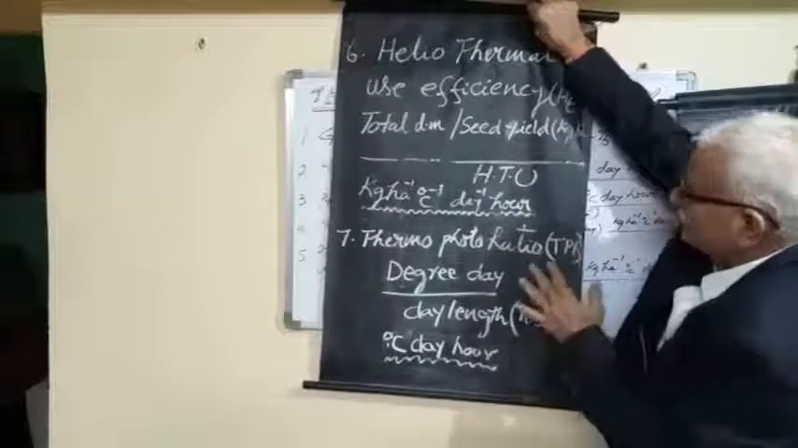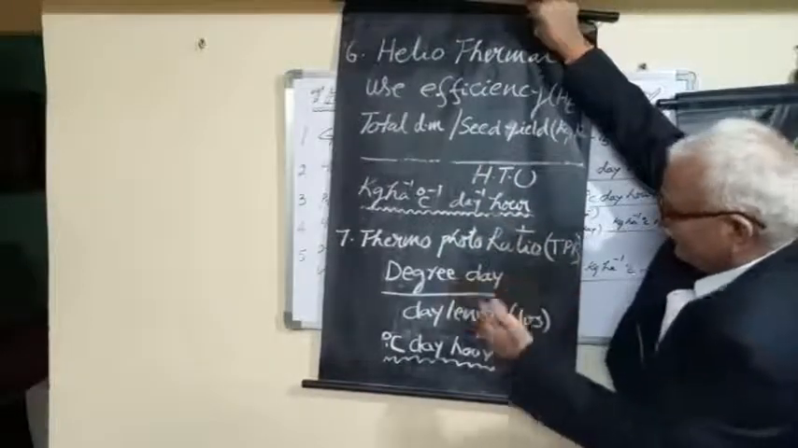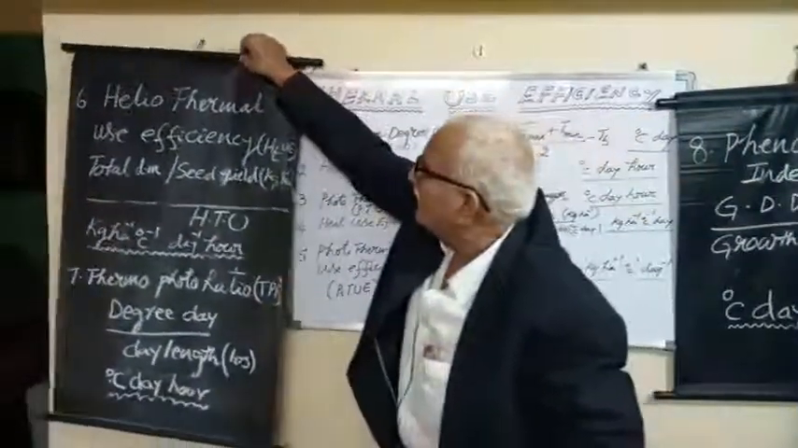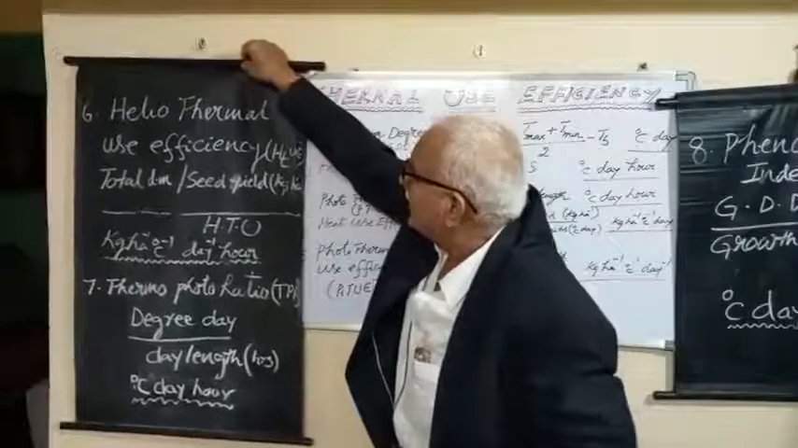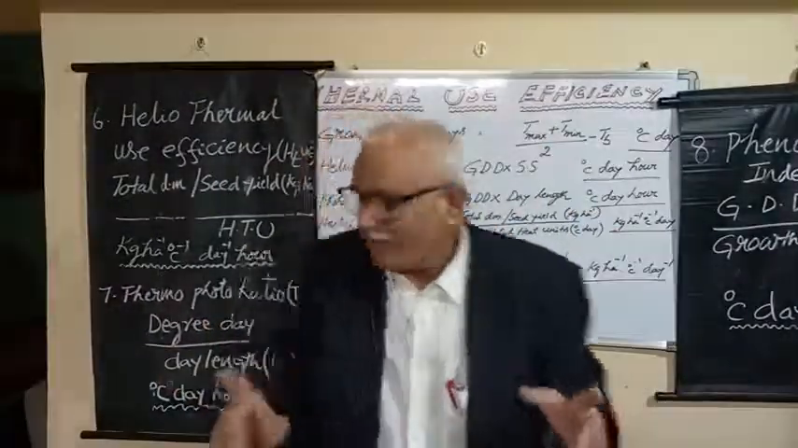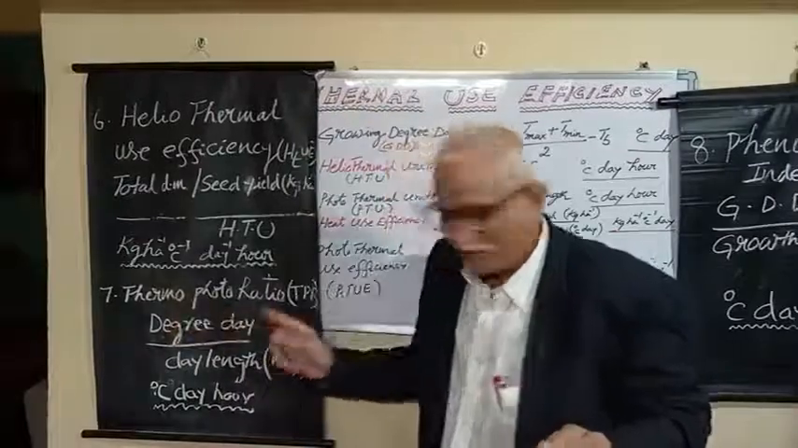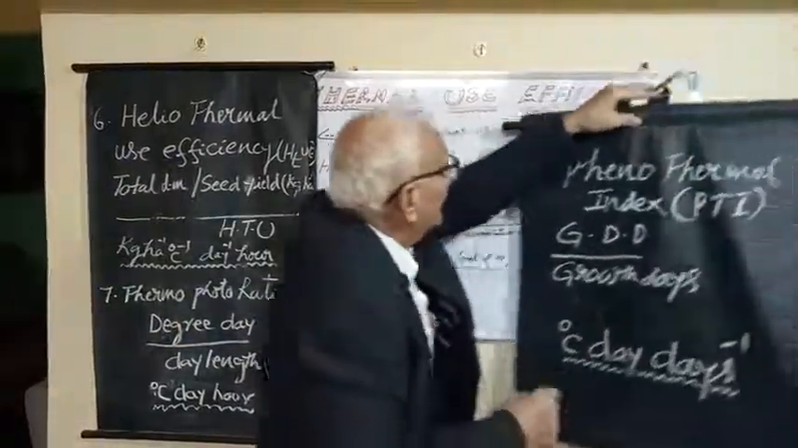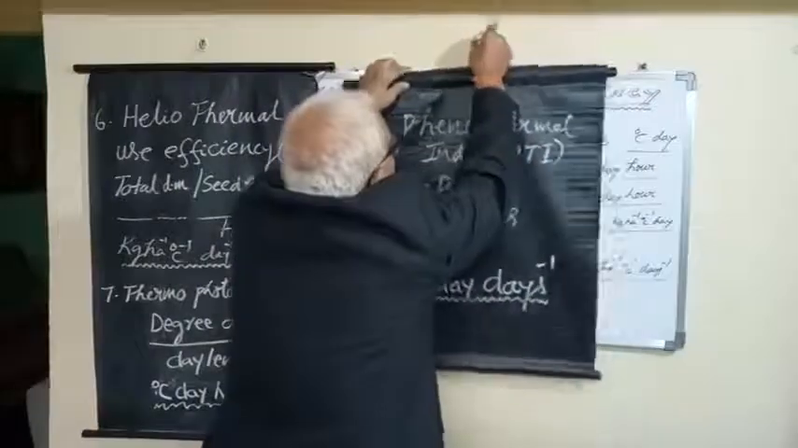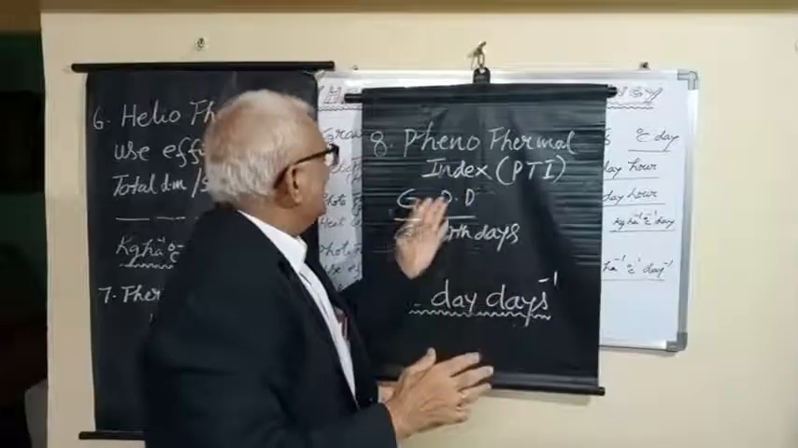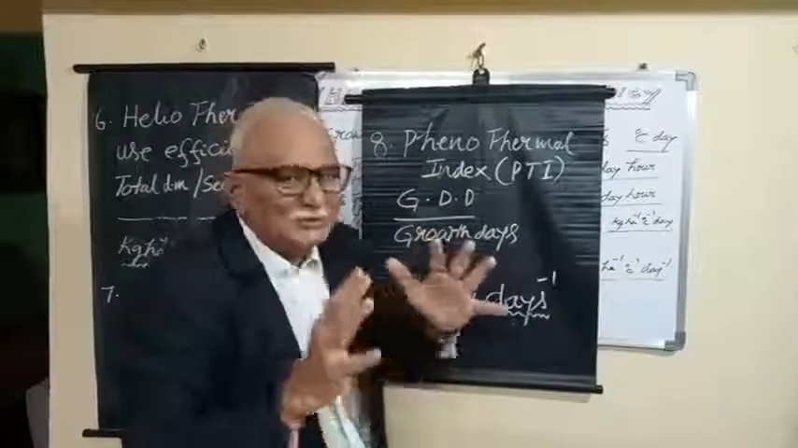So the thermophoto ratio: degree day divided by day length. Degree day means growing degree day in degree centigrade day, and day length is also in hours. So what we get here is the thermophoto ratio. Finally, we should know the eighth one. This is also equally important or very important. Phenothermal index, PTI: growing degree days divided by growth days.